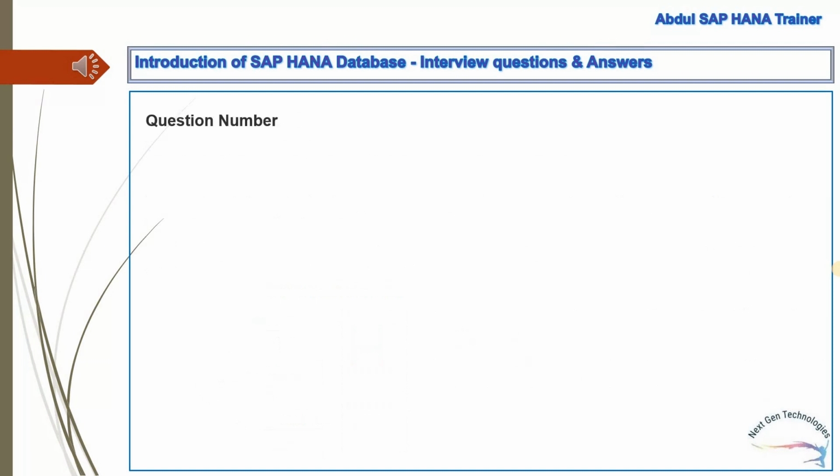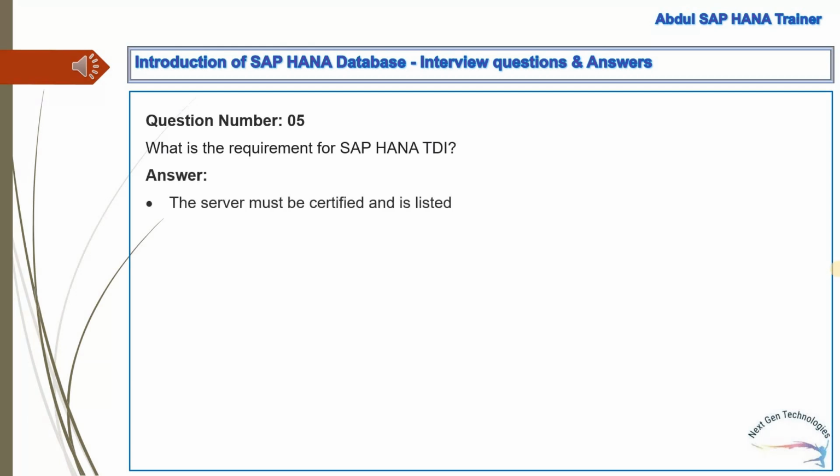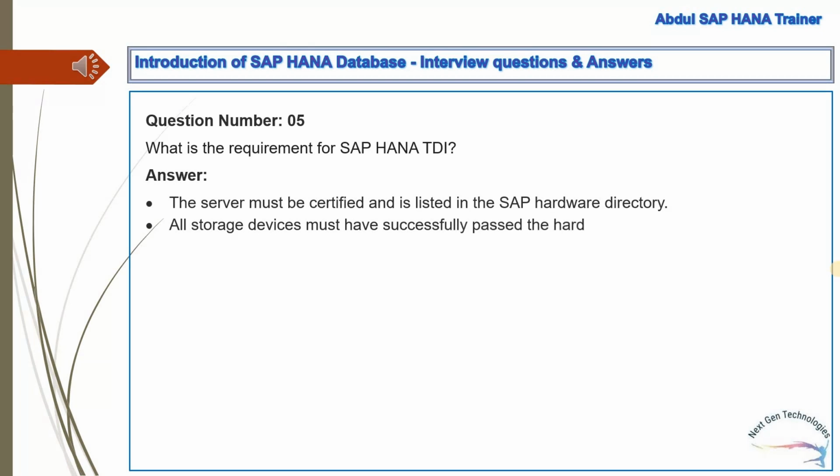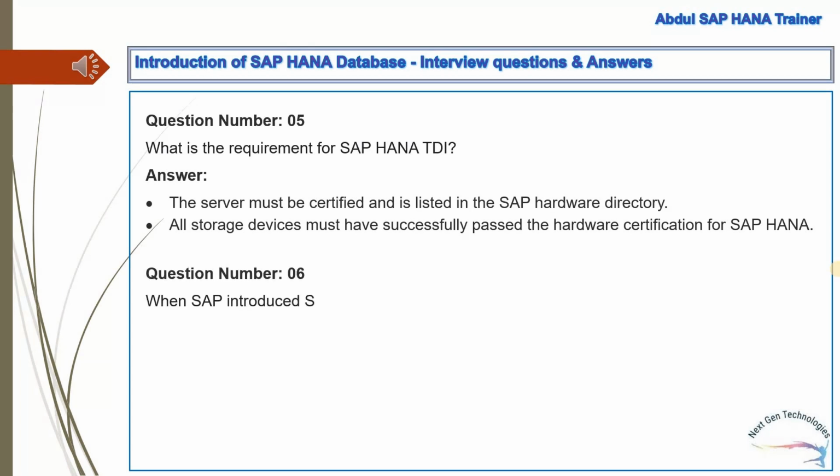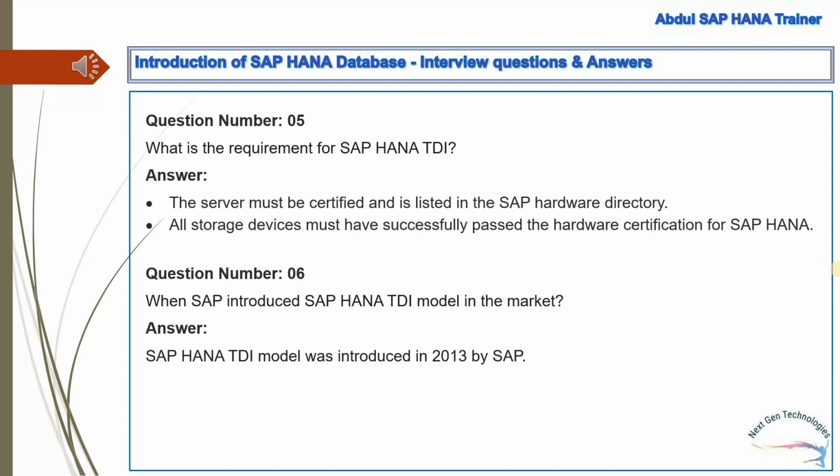Question number 5. What is the requirement for SAP HANA TDI? Answer. The server must be certified and listed in the SAP hardware directory. All storage devices must have successfully passed the hardware certification for SAP HANA. Question number 6. When did SAP introduce the SAP HANA TDI model in the market? Answer. The SAP HANA TDI model was introduced in 2013 by SAP.